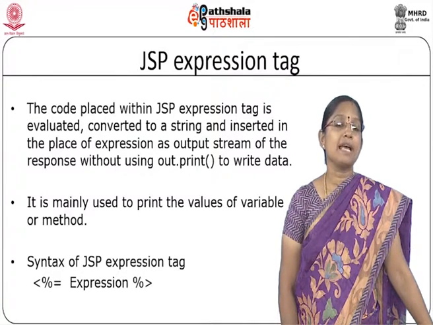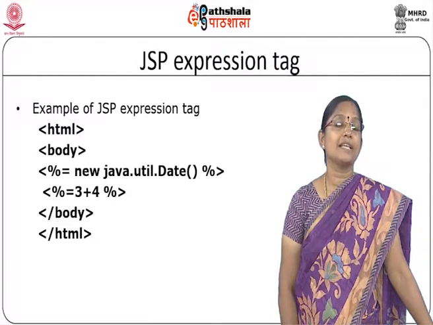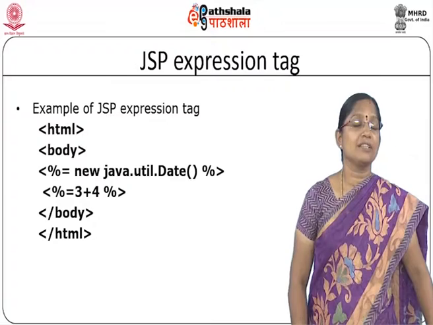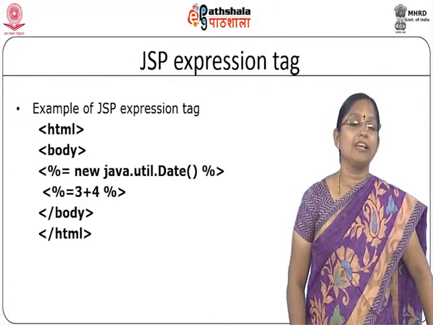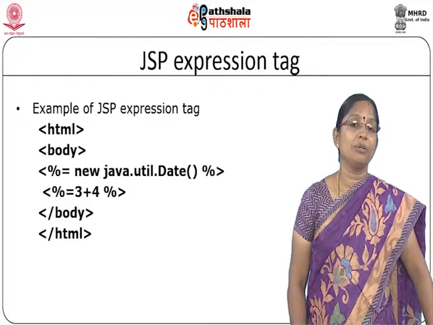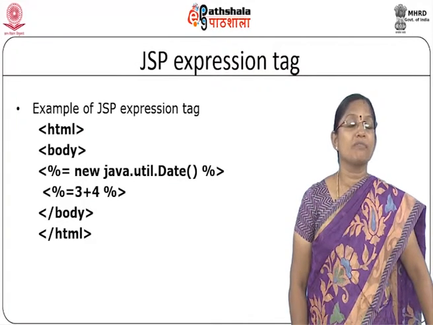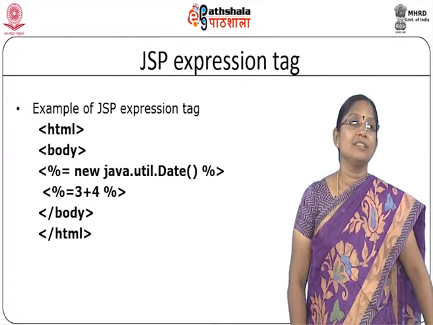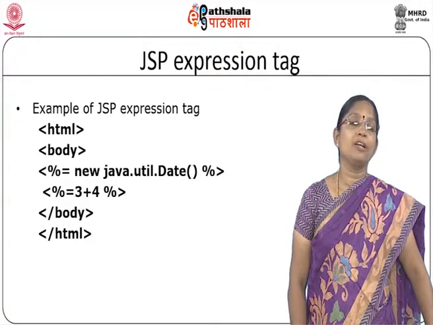You can see the syntax: it starts with percentage equal to, and the expression can be embedded like Java code. These are some examples of expression tags, where percentage equal to denotes that this is an expression. The current date can be embedded, evaluated from java.util.Date and inserted at that place. In the second one, equal to 3 plus 4, the value 7 is embedded in that place.